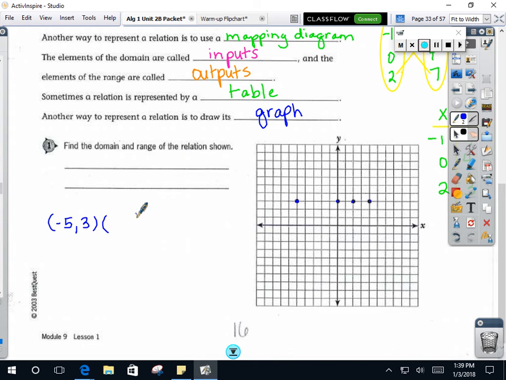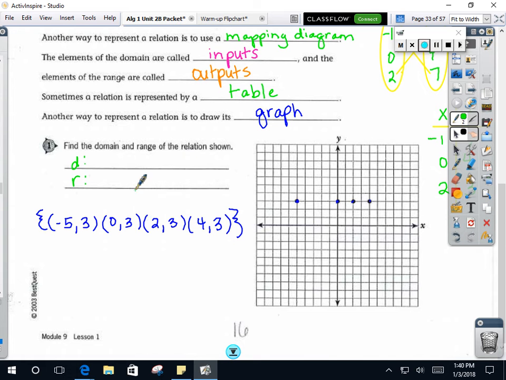Okay, what is the next point's coordinates? 0, 3. And then the next one is 2, 3. And the last one is 4, 3. Now, since this is more than one ordered pair, you'll put it in braces, showing that it's a set of ordered pairs. So this is a relation because it's a set of ordered pairs. Now we've represented it in 2 different ways, as a list and as a graph. We can now identify the domain and range.